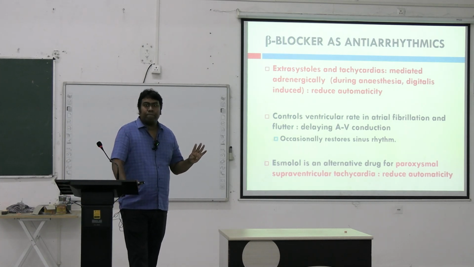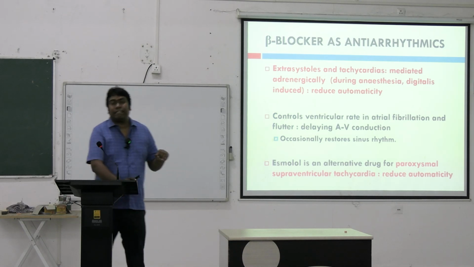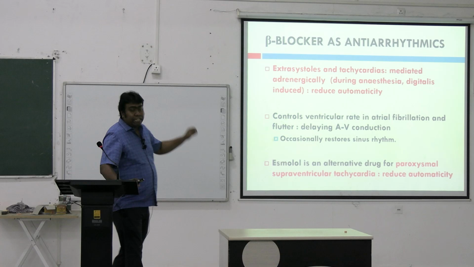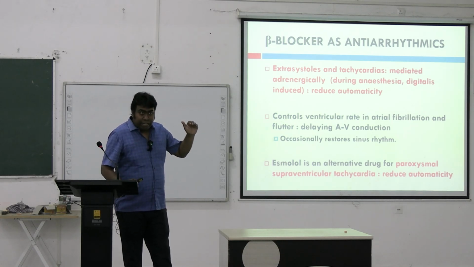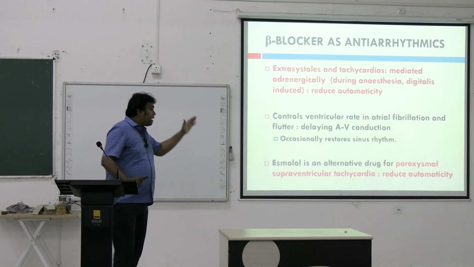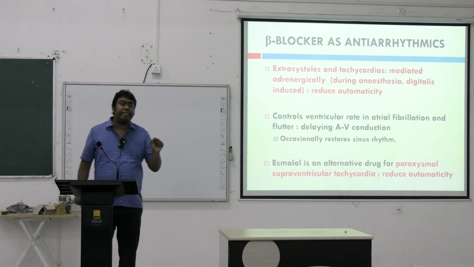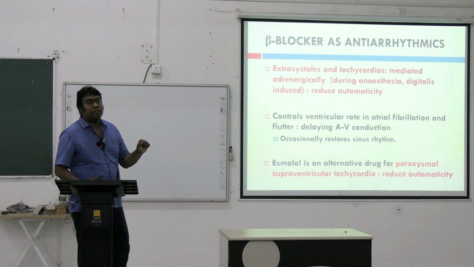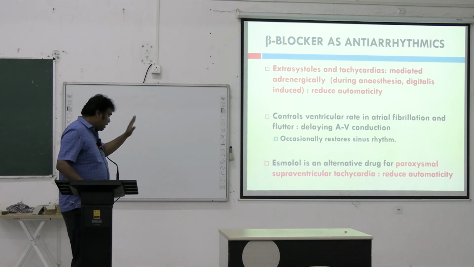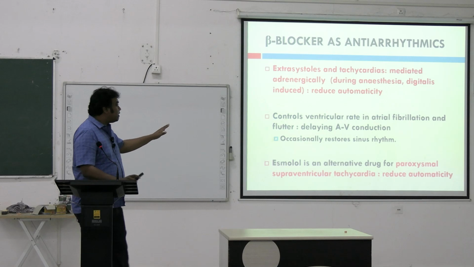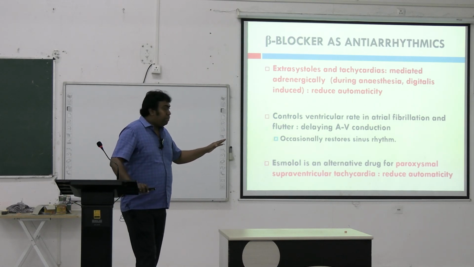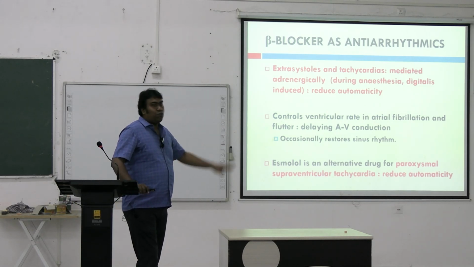There are four things in the heart, right? What are they? Contractility, conductivity, automaticity and what? Excitability. Very good. So by reducing this automaticity, they reduce extrasystole and tachycardias, by blocking the beta 1 receptor present in the heart. Now esmolol is used as a drug for paroxysmal supraventricular tachycardia.